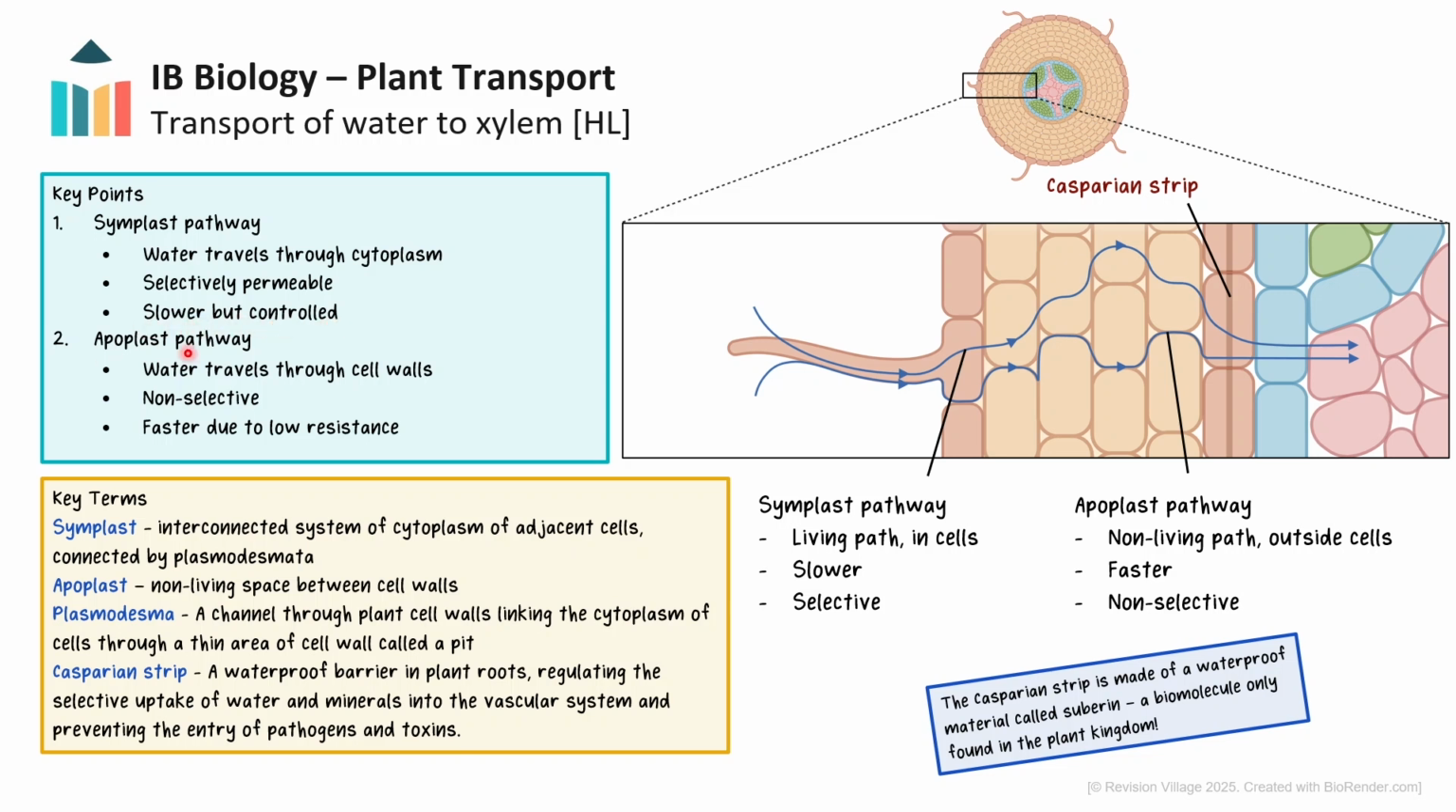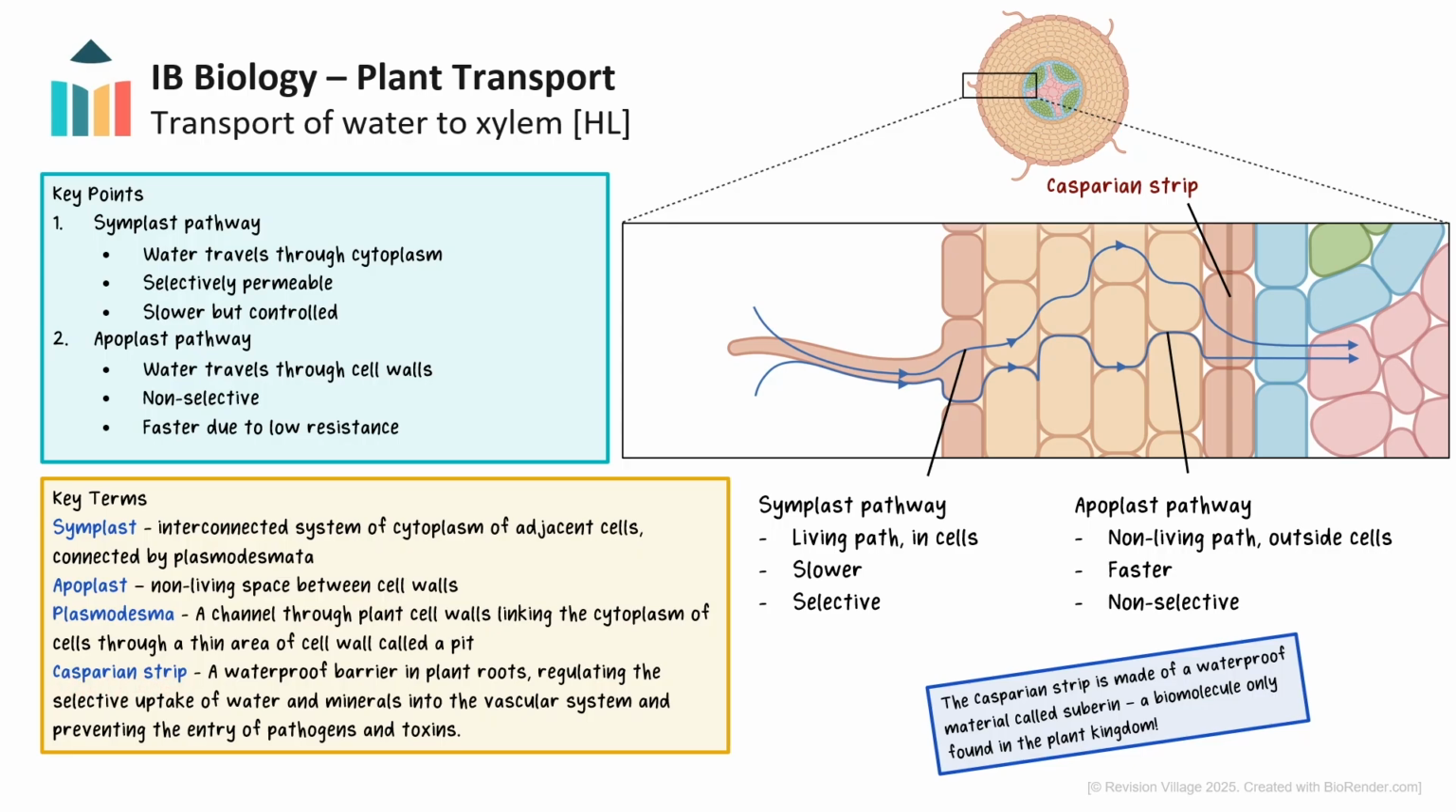In contrast, the apoplast pathway allows water to move quickly through the cell walls and spaces between cells without entering the living parts of the cells. This route is non-selective and faster, but when water reaches the endodermis, this layer of cells in pink here, it hits a waxy waterproof barrier called the Casparian strip, which blocks the apoplast route and forces water into the symplast so the plant can regulate what enters the vascular tissue.